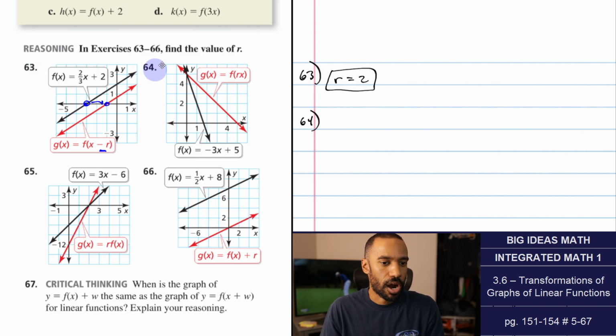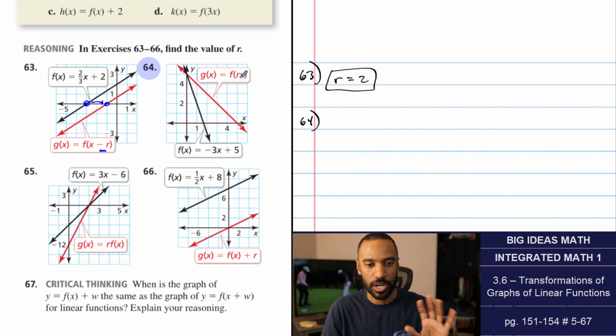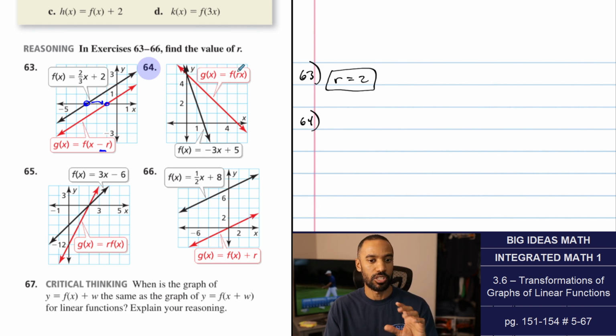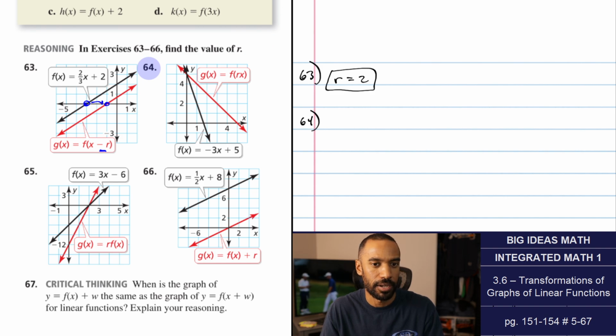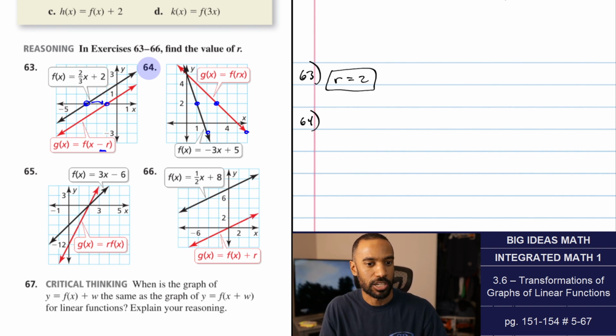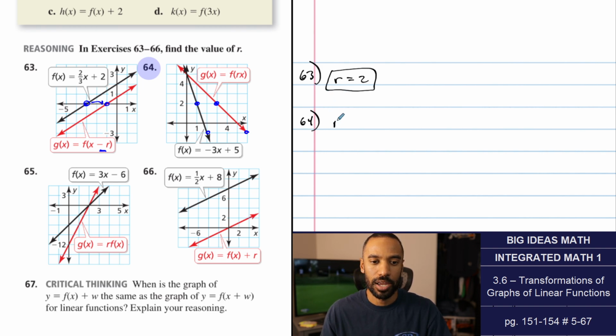64, this time your r is multiplying by x inside the function instead of subtracting from it. That's a horizontal stretch or compression factor. Because this thing's going outward, bigger, it's going to be a stretch, which means you have to flip the r from whatever it is. Keep that in mind. Take a point that you know pretty well, like this. This is 1 away from the axis. Now it's 3 away from the axis. That's not adding 2, that's multiplying by 3. Take this one that's 2 away. This one's now 6 away. That's another times 3. So it's a horizontal stretch by a factor of 3. Therefore, r is 1/3.